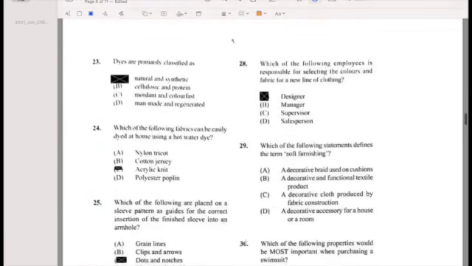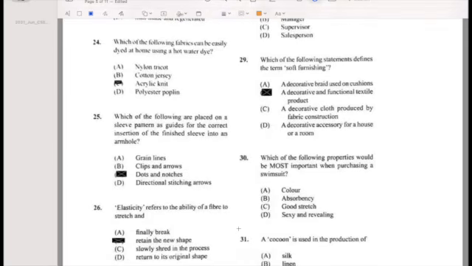29, which of the following statement define the term soft furnishing? So number 29 is B. Number 30, which of the following properties would most important when purchasing a swimwear? So number 30 is C, you want it to stretch.